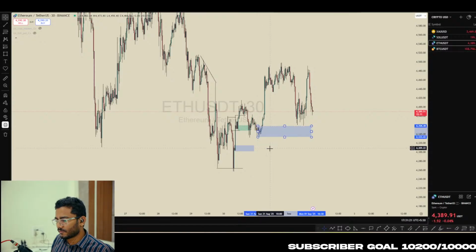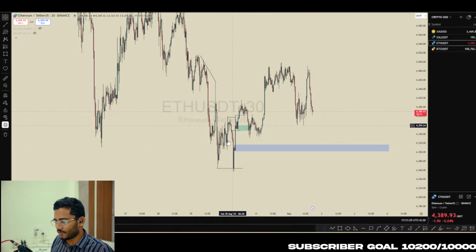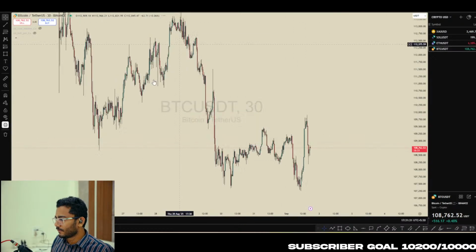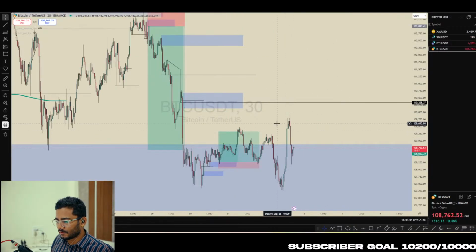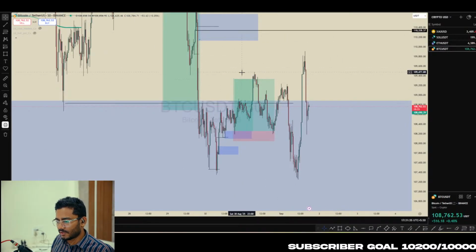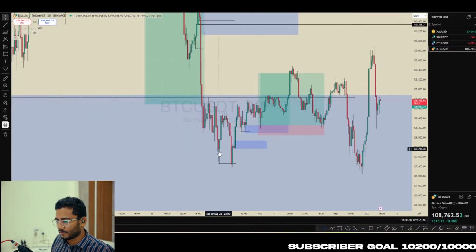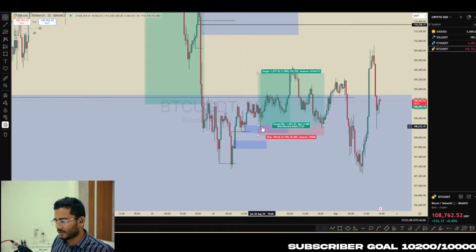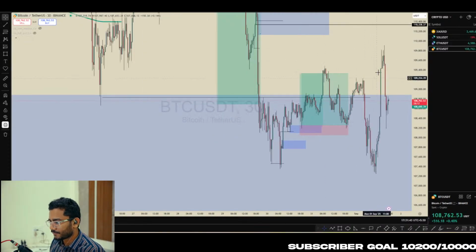So I think here there is no inducement in the price, so we can use this order block as a POI. Right now I don't think this zone will work. On BTC, same chart. I shared this chart where price took out the liquidity, same setup, but it went into profit. But in Ethereum, we didn't get any entry.